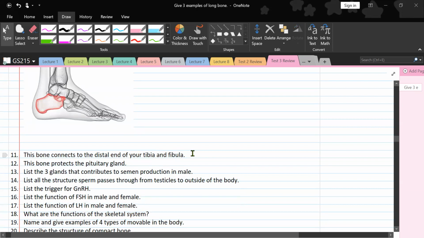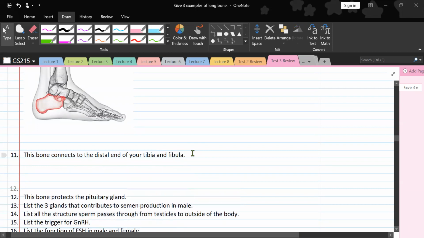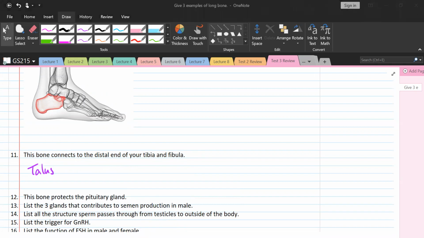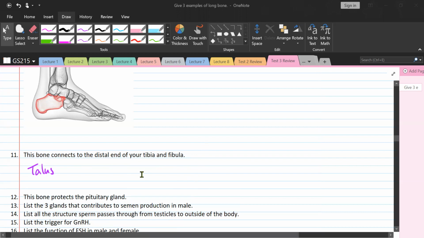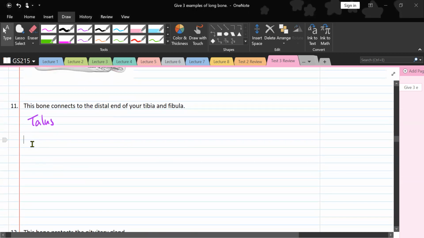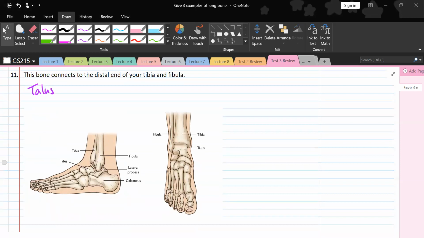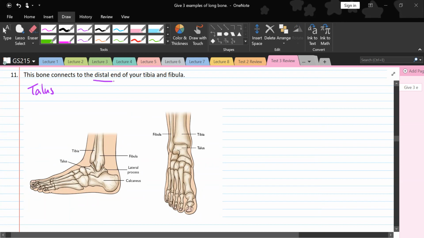Next one, this bone connects to the distal end of your tibia and fibula. We already drew it out earlier. It's the talus. It's one of your tarsals, right? Let me see if I can find a picture for you as well. Okay, so you can see right here, the talus connects to the distal end of your tibia and your fibula. Okay, calcaneus is at the back, right? And that's the ankle that you feel on both sides. So the talus helps stabilize the ankle, basically.